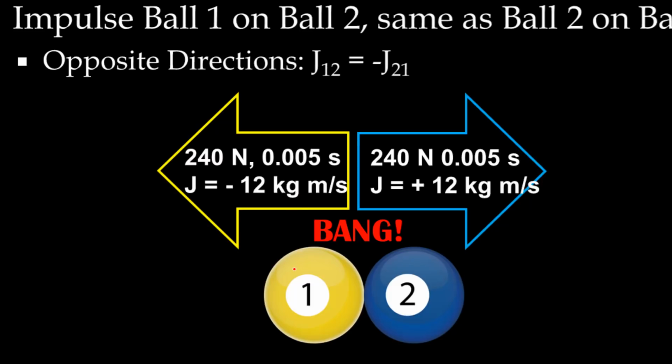Let's take a look at ball 1. Ball 1 was moving to the right and stopped, so we know we have to apply an impulse to the left. The force is 240 newtons for the same period of time. The impulse is in the opposite direction. Notice the amount of force here and the amount of force here is exactly the same. The only difference is the direction.